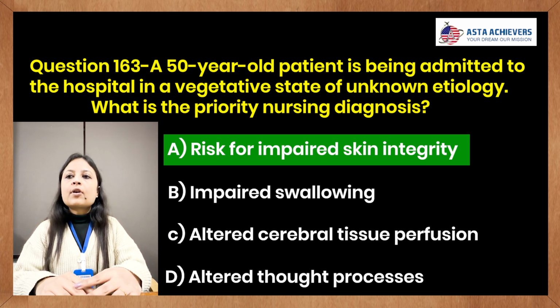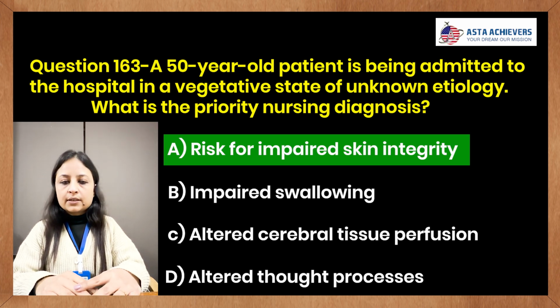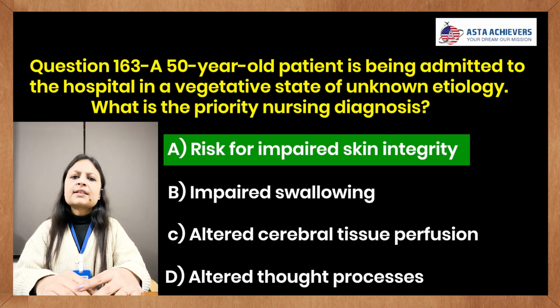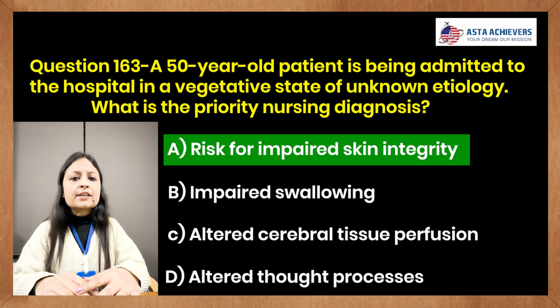So option A, risk for impaired skin integrity, is the correct answer, because a vegetative state, also known as unresponsive wakefulness syndrome, is a disorder of consciousness where a person is awake but shows no signs of awareness of themselves or their surroundings.